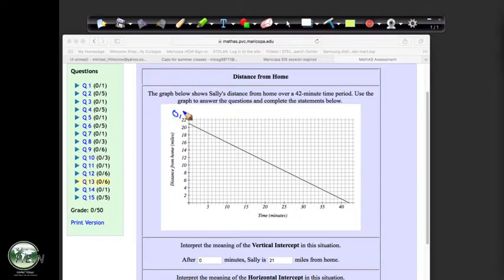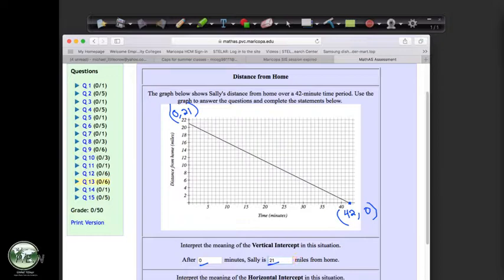This is the point (0, 21). That gives us 0 minutes, 21 miles from home. The horizontal intercept is over here, and that's after 42 minutes. What's the y coordinate at this point? 0. We're not up or down. What does that mean? After x is 42 minutes, how far is Sally from home? She's at home, 0 miles.